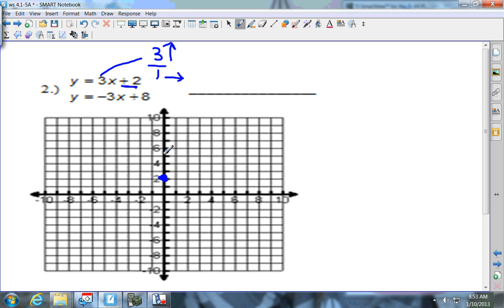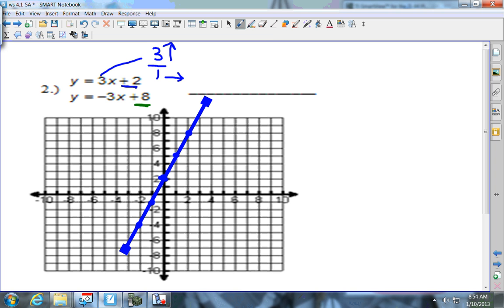Up 1, 2, 3 to the right 1, sorry. Up 1, 2, 3 to the right 1. I can go backwards and go down 1, 2, 3 to the left 1. Down 1, 2, 3 to the left 1. Now I'm going to draw my line to connect my dots. Let's go to the next one.